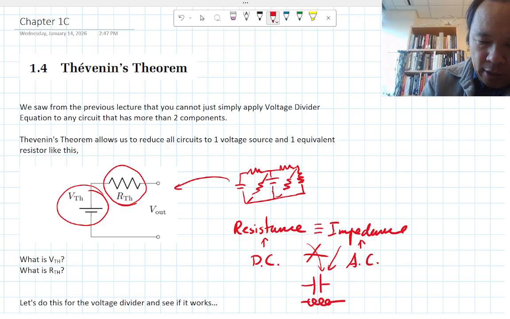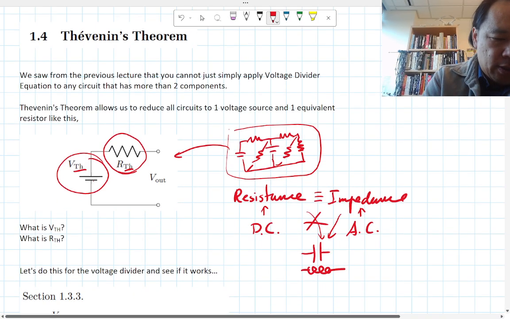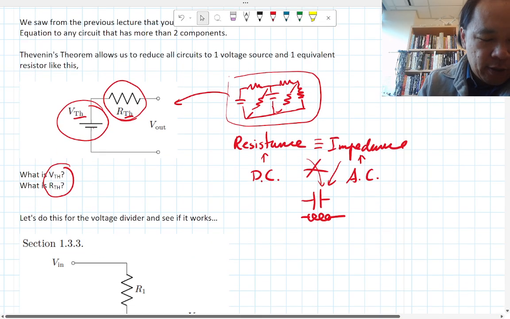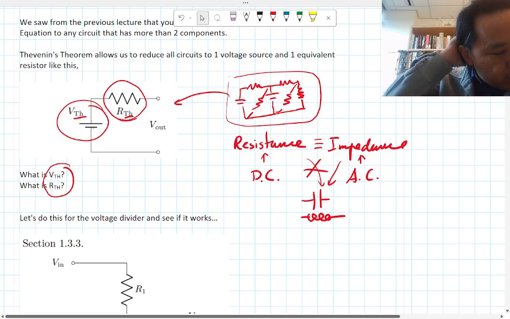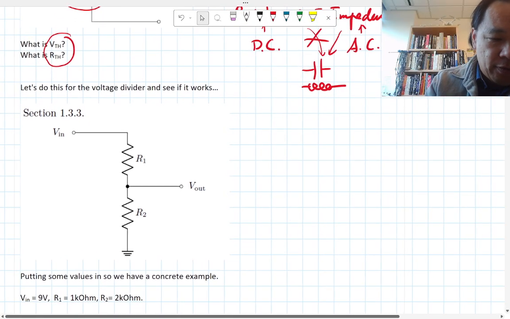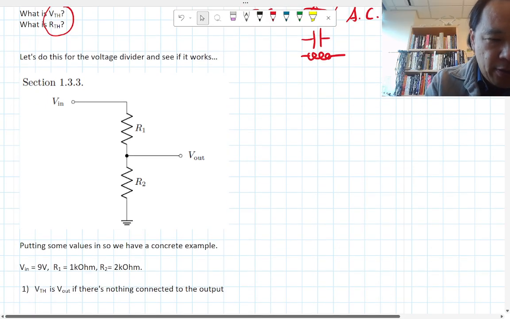Okay, so as I mentioned, I can simplify this crazy circuit into something that just has one battery source and one resistance, and these are called Thevenin's voltage and Thevenin's resistance. And so the question is, how do I figure out what these are? I'm going to show you how to do this with the voltage divider we already did from the previous section, but I'm going to put in some values.